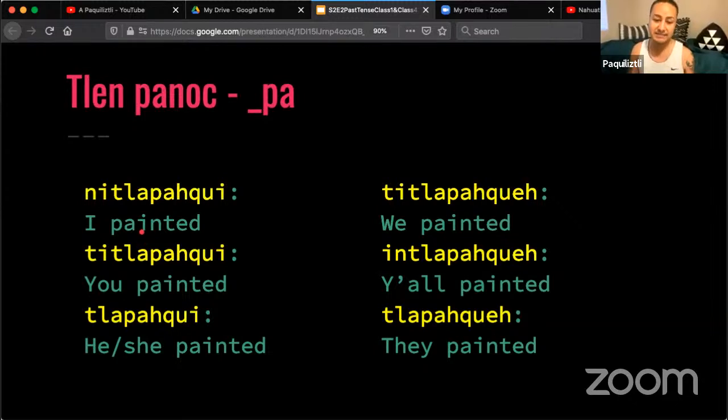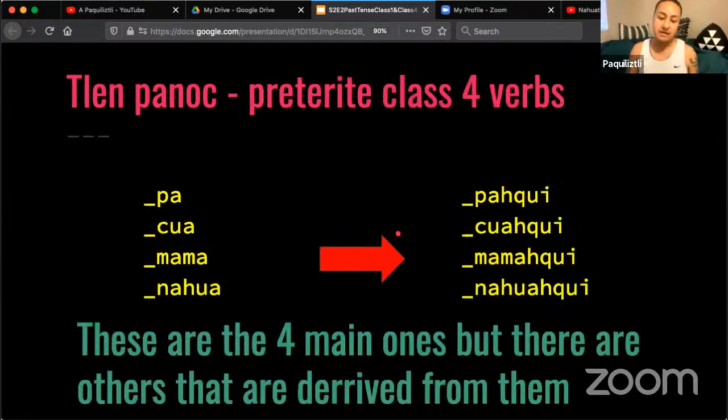Nitlapahki, I painted. Titlapahki, you painted. Tlapahki, he or she painted. Titlapahke, we painted. Intlapahke, y'all painted. Tlapahke. If you notice, I put this little space in front of these verbs. This means that this verb is a transitive verb. This means that it requires an object at all times.